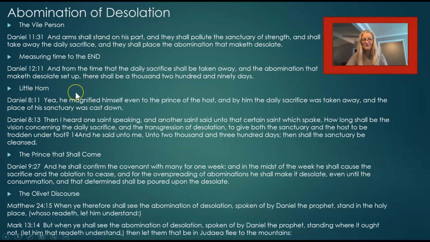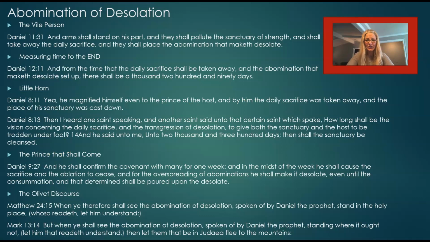This was also true of the little horn in Daniel 8:11. It says, "He magnified himself even to the prince of the host, and by him the daily sacrifice was taken away, and the place of his sanctuary was cast down." So the little horn of Daniel 8 removes the daily, and we've looked at the connection between the little horn and all the other descriptions for the Antichrist.